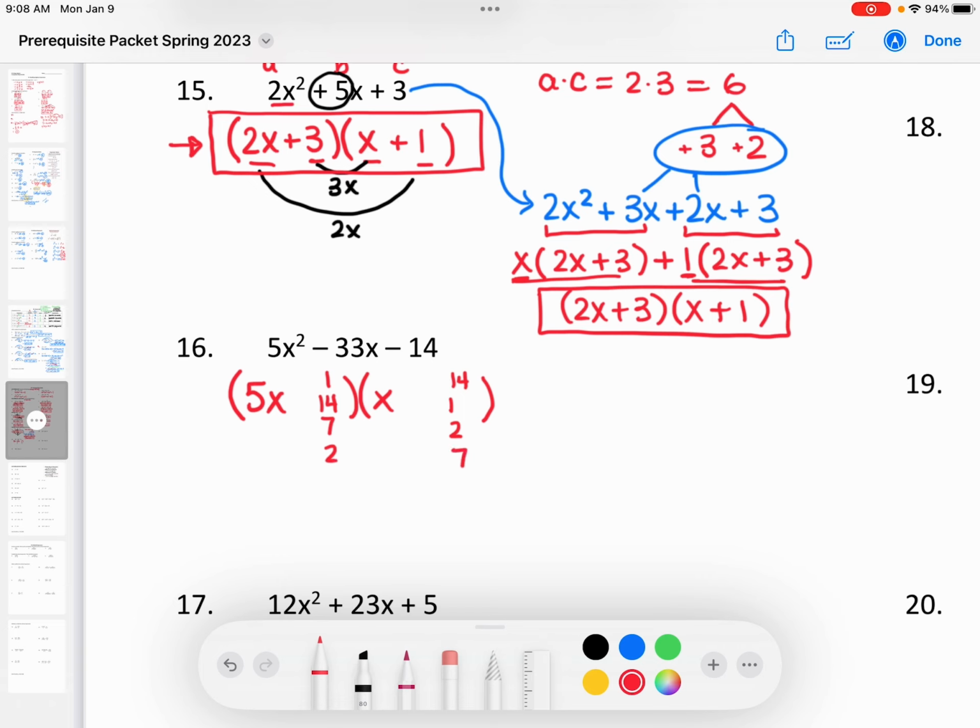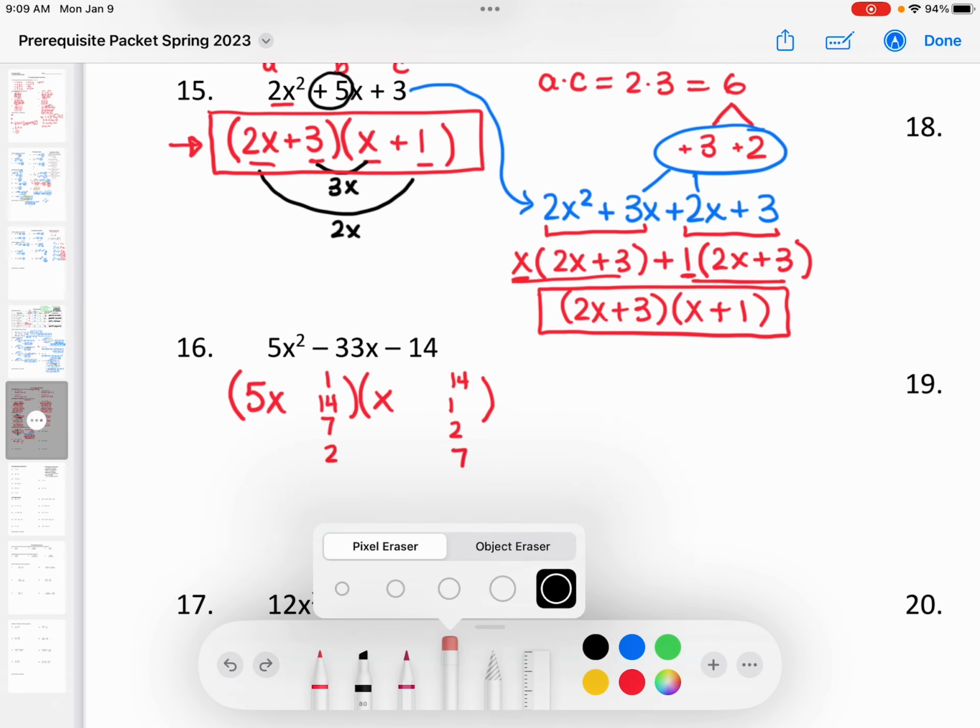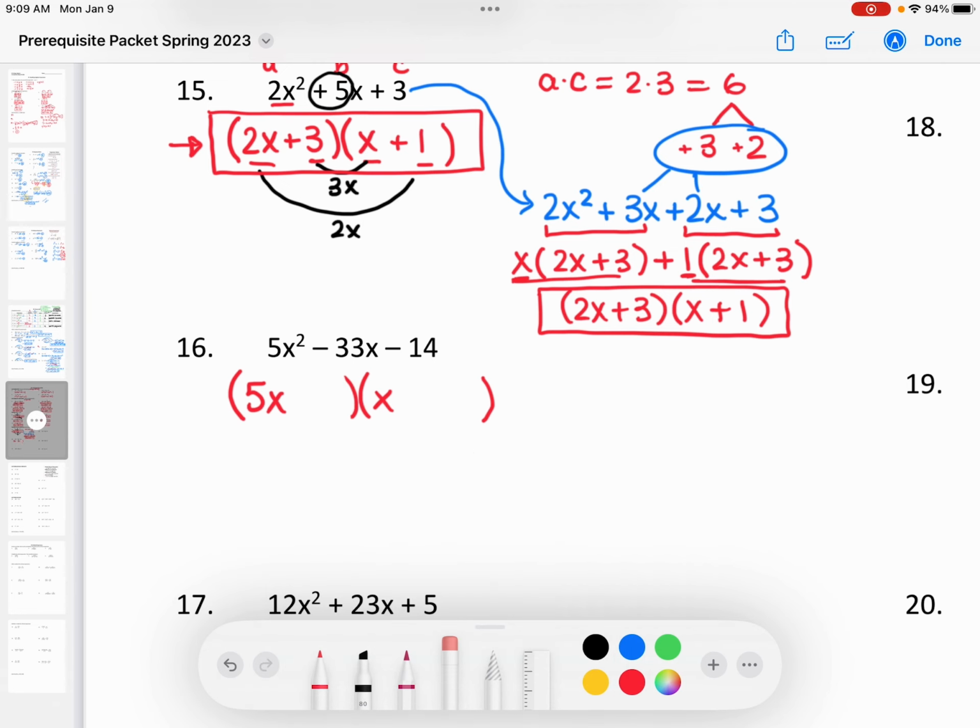And sometimes if you're not as well practiced, that can be a little more difficult. I'm thinking maybe the 2 and the 7 are going to work on this one. So let me try the 2-7 combo. The reason I was thinking that might work is because I was kind of thinking ahead. That's a 35x and this is a 2x. I remember our goal of getting a negative 33. I can make that happen then.